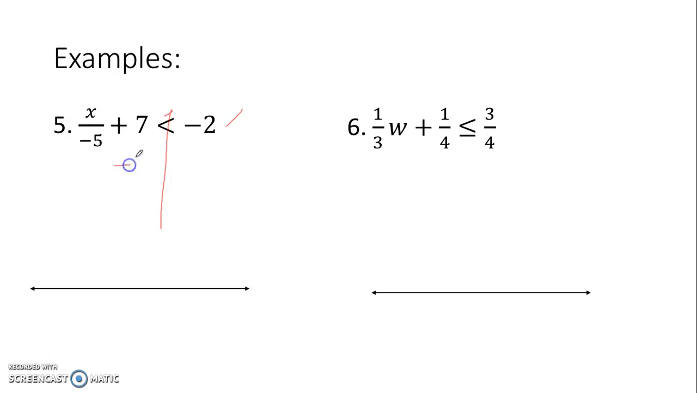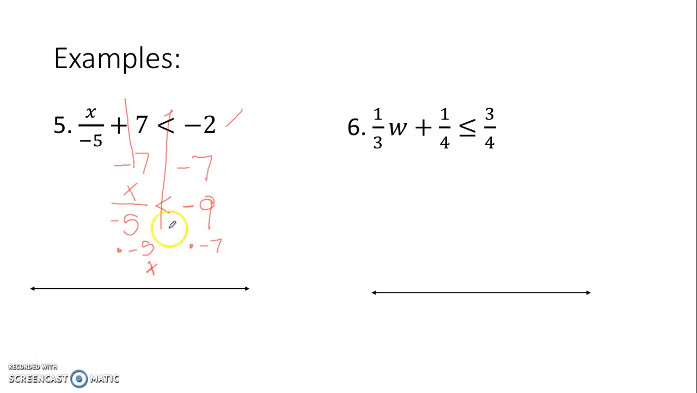So first we're going to subtract 7 on both sides to get rid of that plus 7. That cancels out, so we're just going to get x over negative 5 is, bring it right down, less than negative 2 plus negative 7, which is negative 9. Okay, now we have x divided by negative 5. So to undo it, we need to multiply both sides by negative 5.